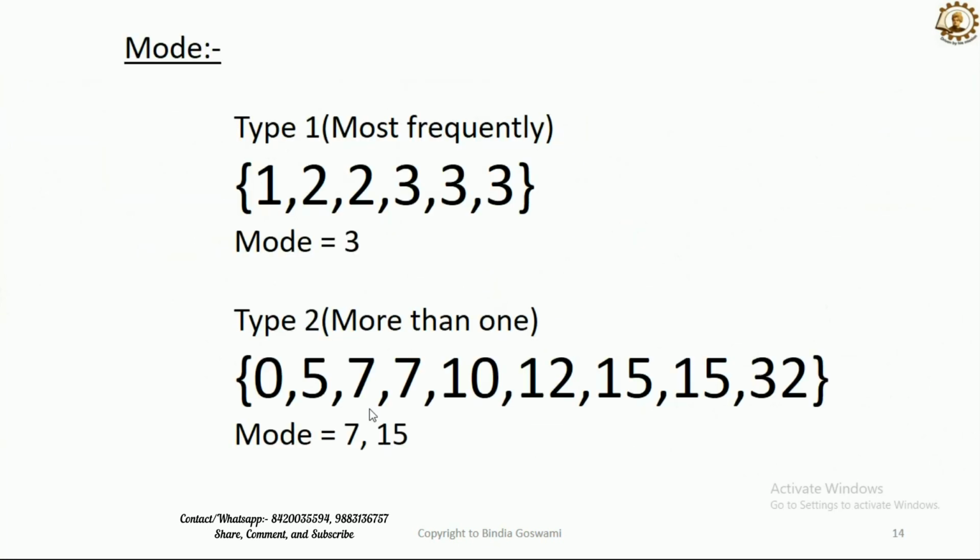Next part is mode. Now what is mode? Mode is simply the most frequently occurring number. That means if you have 4 or 5 numbers, the most frequent number is the mode. For example, 1, 2, 2, 3, 3, 3: 3 is the most frequent, so the mode is 3. Type 2: there may be 2 or more modes, like 2, 7, 2, 15, 7, 15. That's why the modes are 7 and also 15.